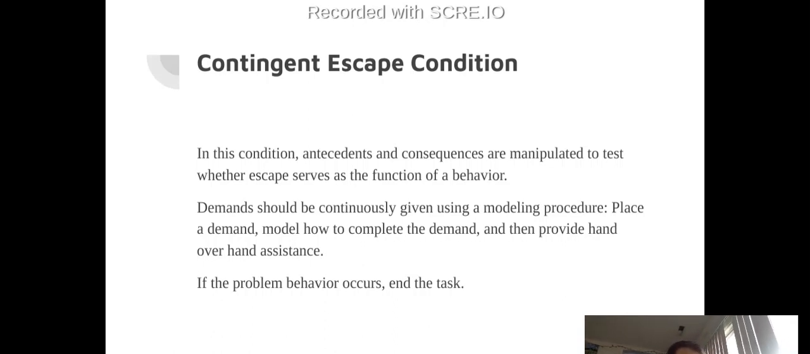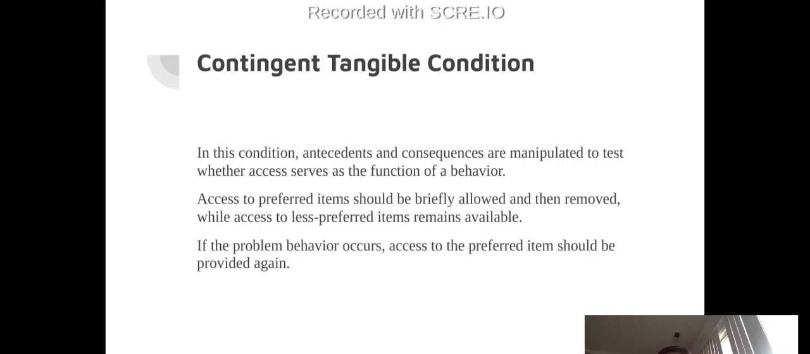you go back to placing demands and see if the behavior continues. In the tangible condition, you are going to give the child a preferred item for a few seconds, and then you are going to remove the item. If they begin engaging in the problem behavior, you are going to give them the item back. If you're seeing a lot of behaviors under this condition, it is likely a tangible access function.